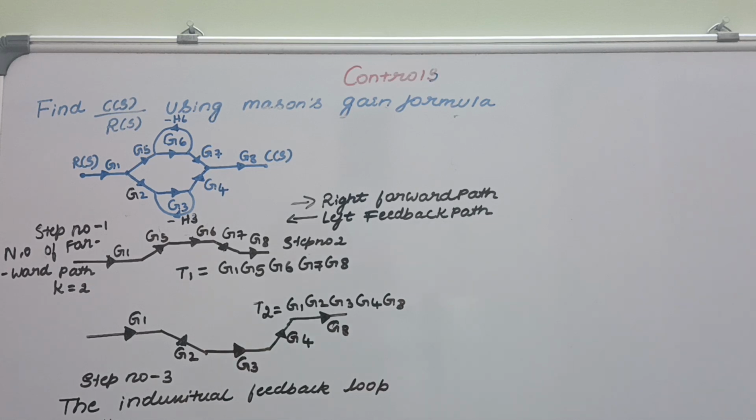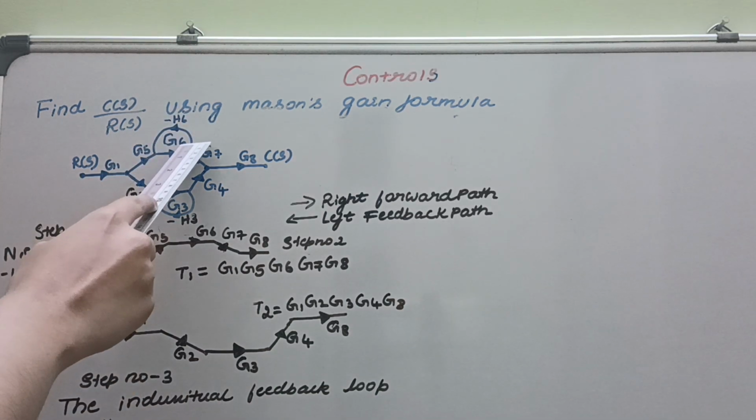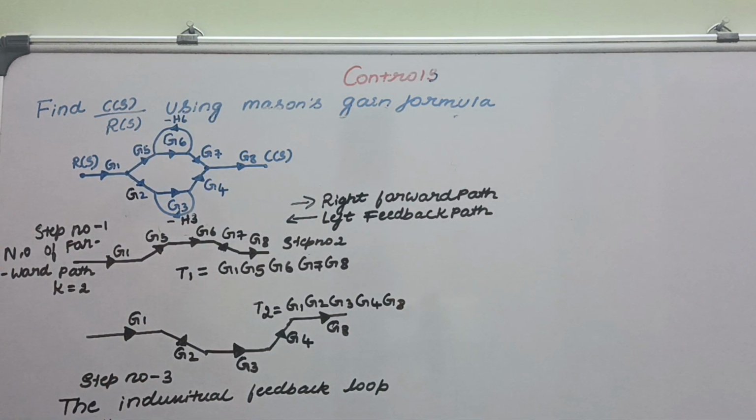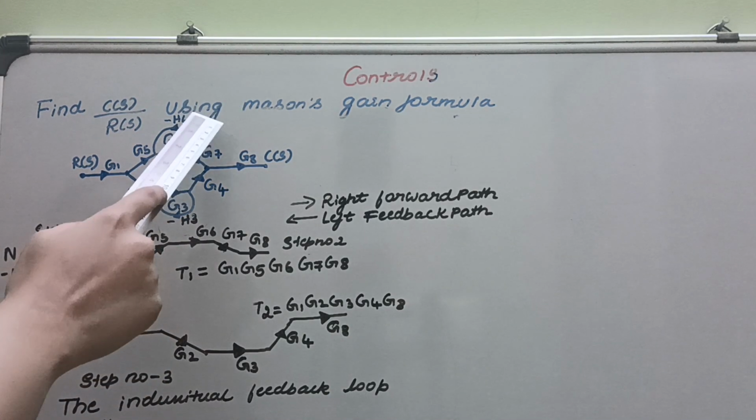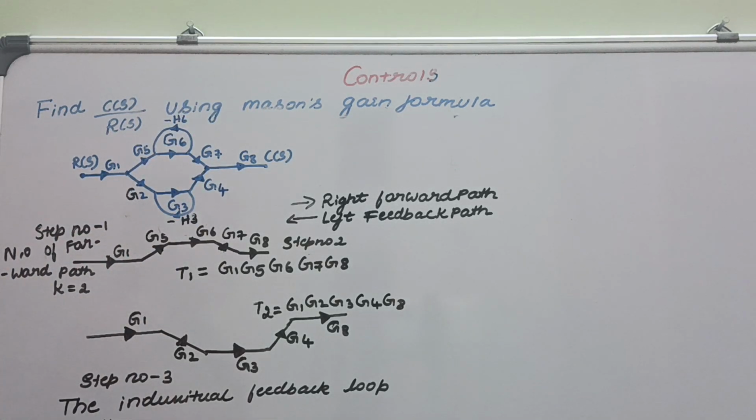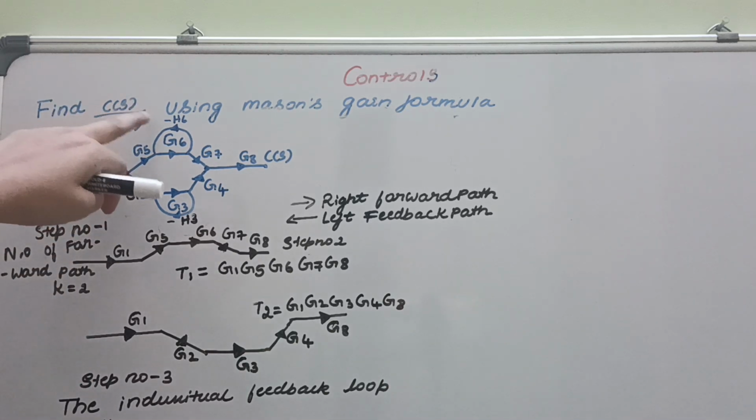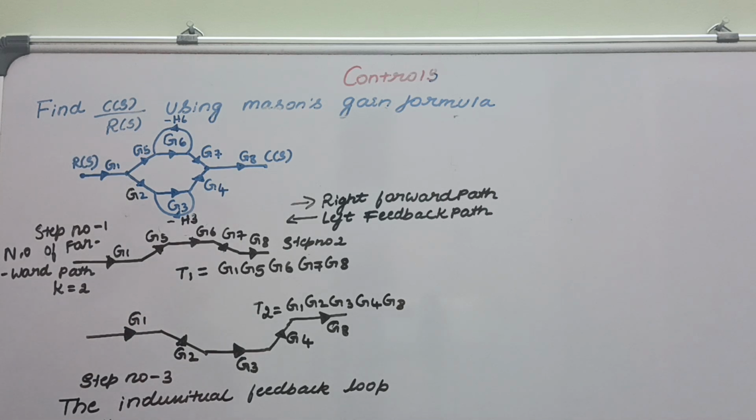See students, according to the diagram, you can see that G6 and H6 as well as G3 and H3 are the individual feedback loops. And you can see that G6 and minus H6 and G3 and minus H3 don't have any contact with each other. This G6 and minus H6 is separate, and this G3 and minus H3 is separate, right? As they both are separate, I can say that L1 and L2 are non-touching loops, and you don't have any combination of three non-touching loops.